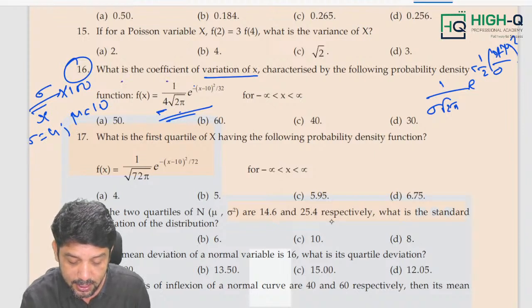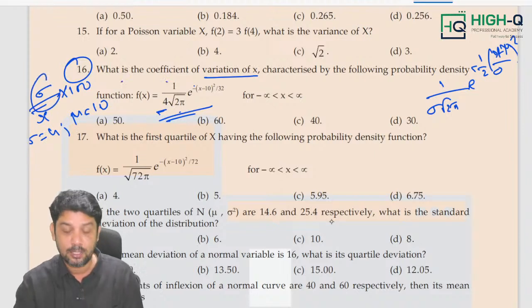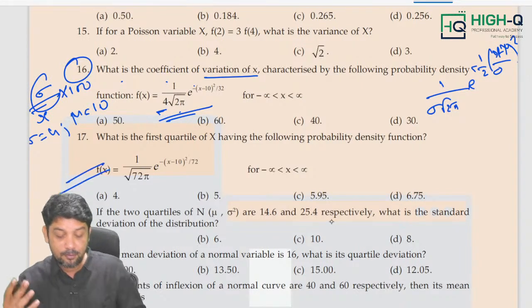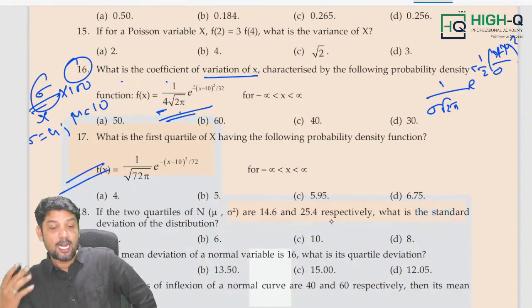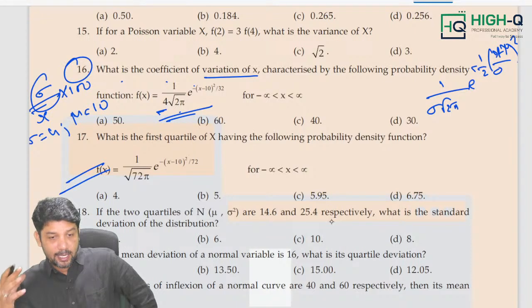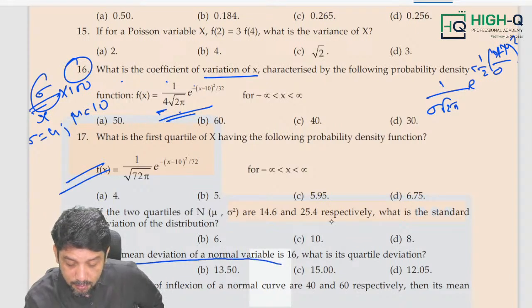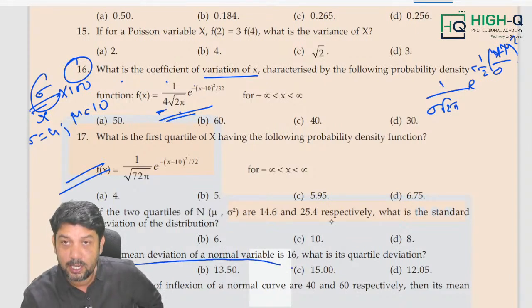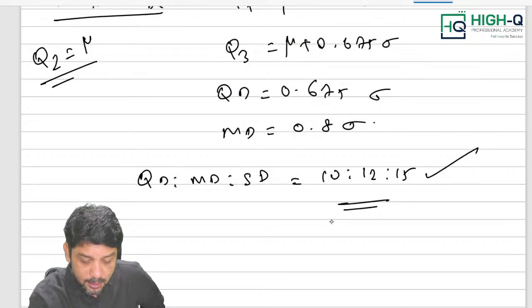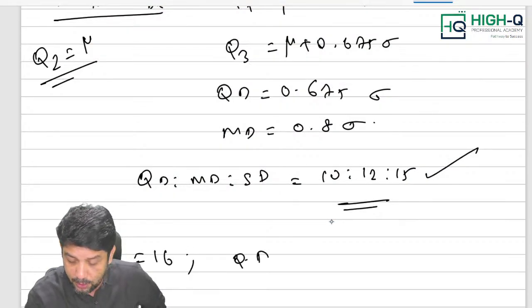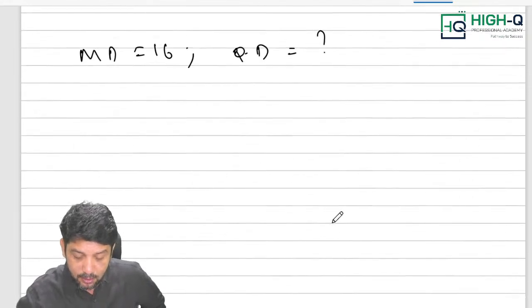The question asks you to find the coefficient of variation. You substitute. See, these types of questions are highly expected and also very important, my dear. So don't ignore these types of questions. For example, if the mean deviation of a normal variable is 16, what is the quartile deviation? Mean deviation is 16. They ask you to find the quartile deviation.